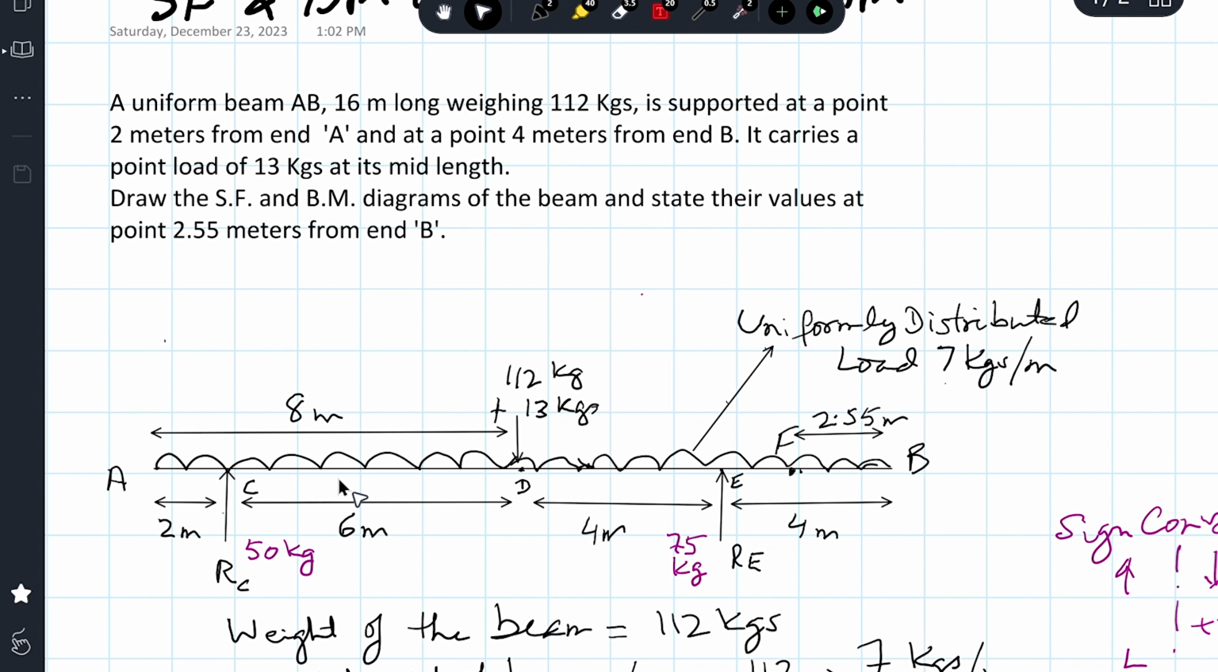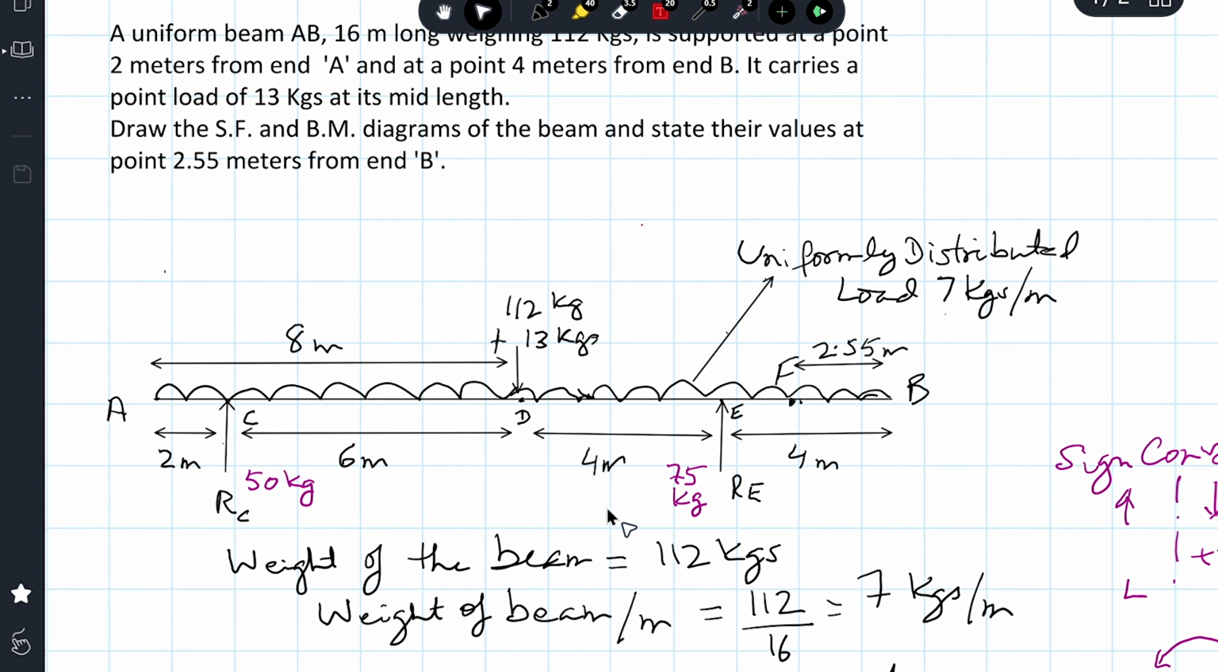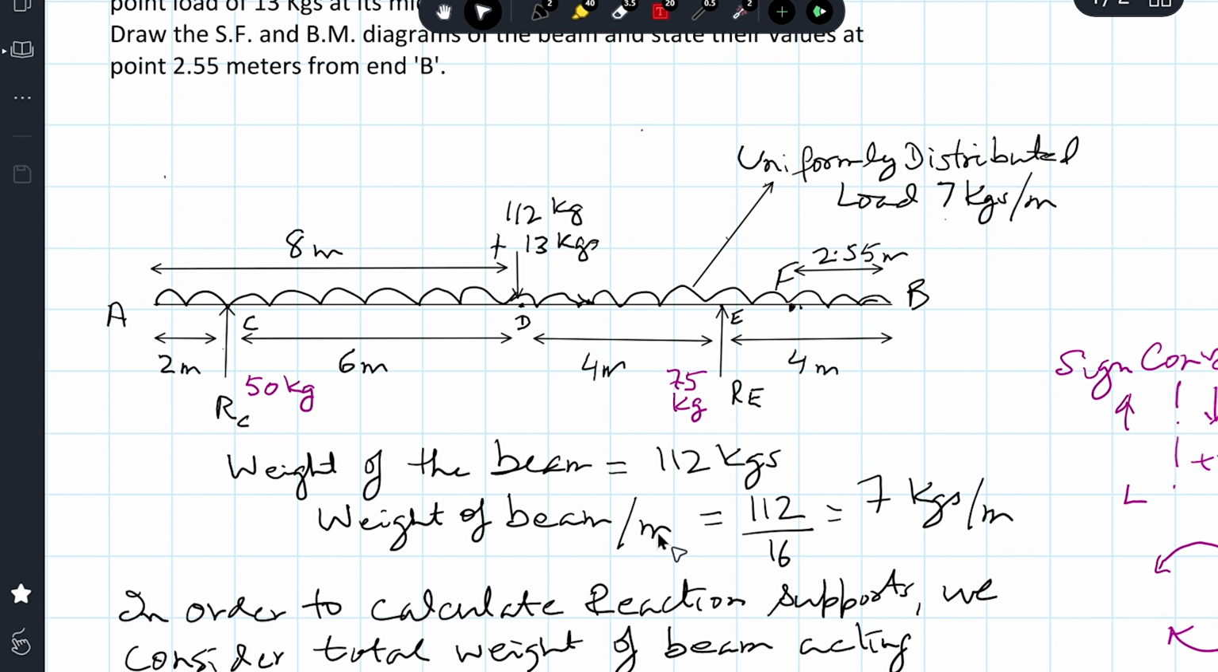Beam is 16 meters long, so weight of the beam per meter length will be 112 upon 16, total weight upon length of the beam, and we get 7 kgs per meter.